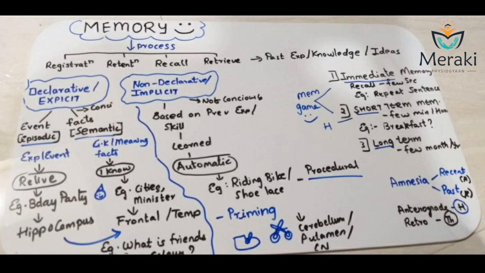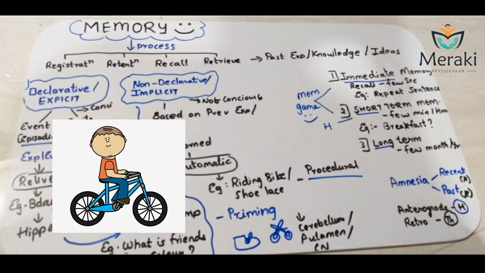नाउ टॉकिंग अबाउट द नॉन डिक्लेरेटिव और इम्प्लिसिट मेमोरी. जहाँ एक्सप्लिसिट मेमोरी में हम बातें कॉन्शियसली याद करते थे, नॉन डिक्लेरेटिव में हम अनकॉन्शियसली करते. So it's based on your previous experience or skill, something that you have learned, and now it's become so automatic that you don't actually have to recall the steps. For example, riding a bike, tying shoelace. बाबा को तुम जब सीजर देते हो, he will just start cutting the hair.